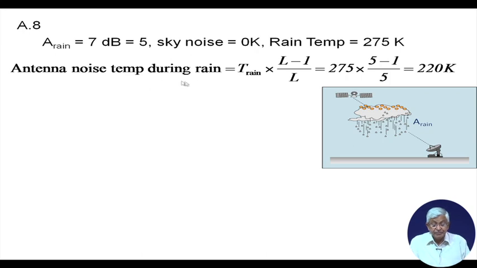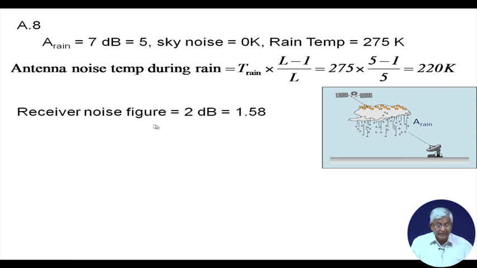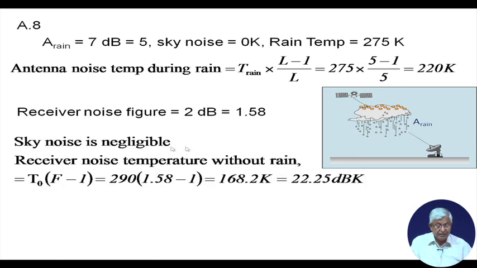So, antenna noise temperature during the rain is the physical temperature of the rain and the loss due to rain minus 1, where the loss is in numbers, not in dB. If you put that in, you get the antenna noise temperature during rain as 220 K. The receiver noise figure was given as 2 dB, which is a ratio of 1.58.